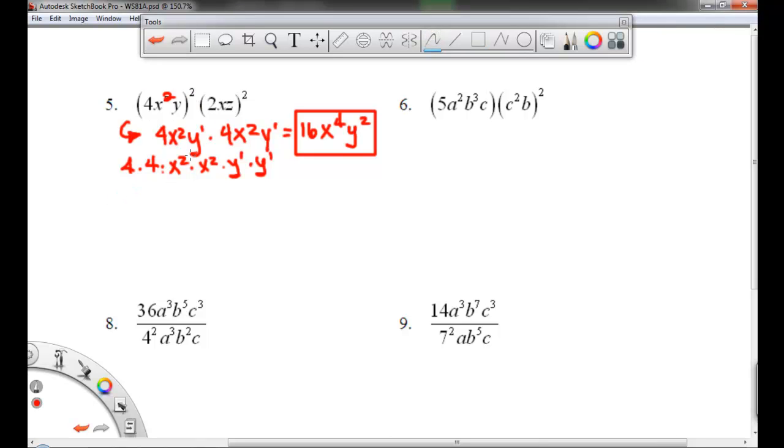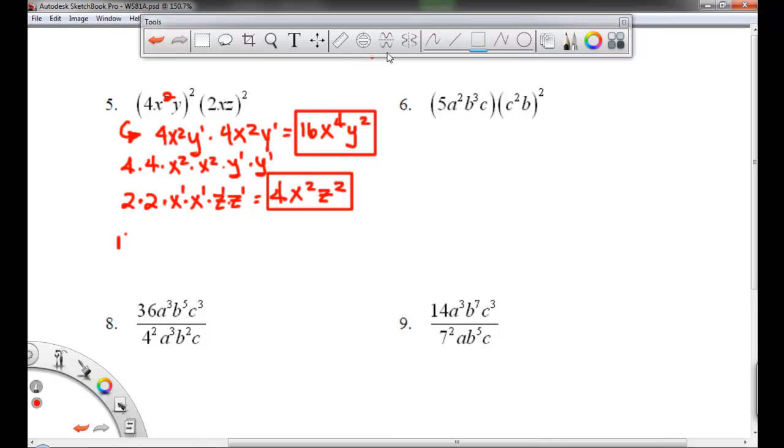Now we have to do the second one. So we've got 2 times 2, then we've got x times x, then we have z times z. 2 times 2 is 4. x to the 1st times x to the 1st is x squared. And z to the 1st times z to the 1st gives me z squared. Now that I have these two smaller answers, we're going to combine them together, and we'll get the final answer to our problem. So let's group our numbers together.